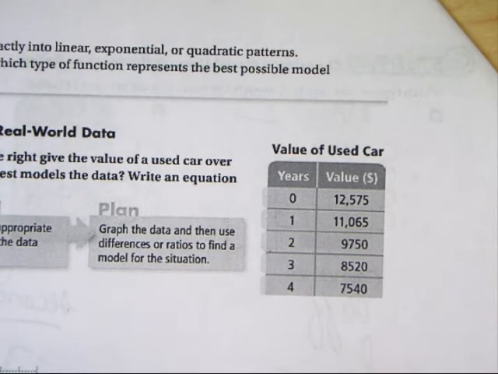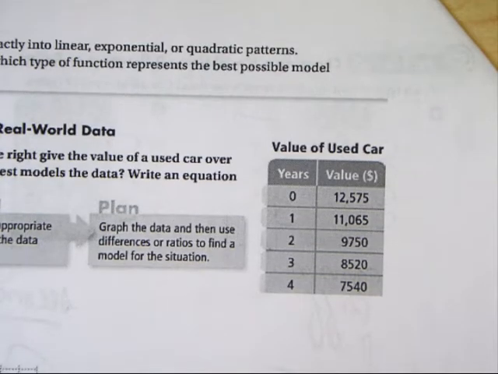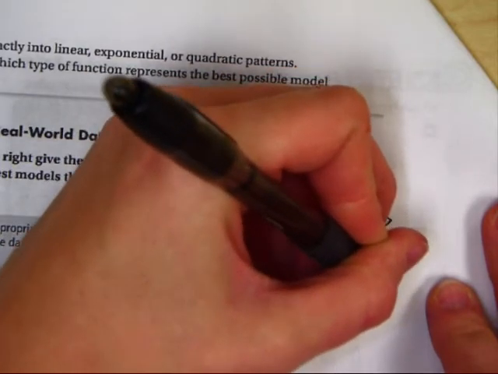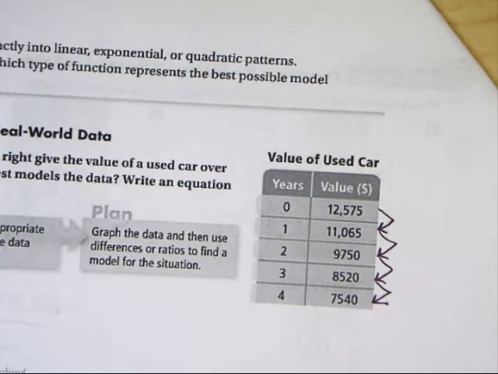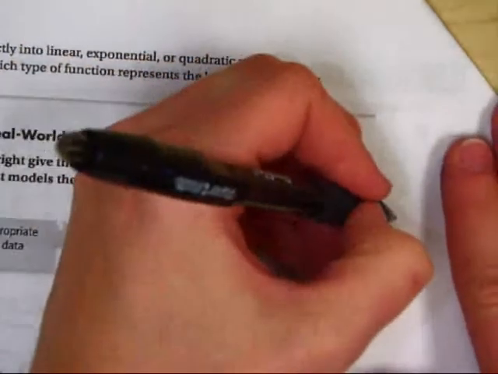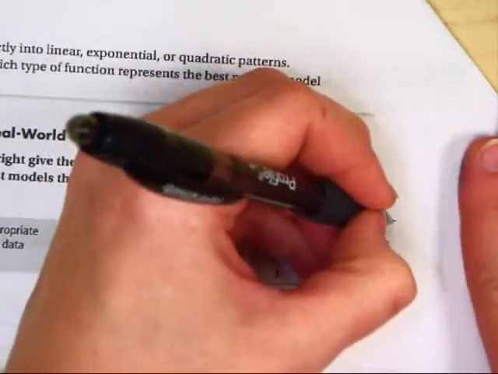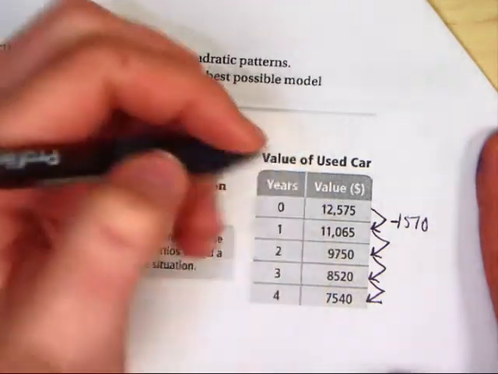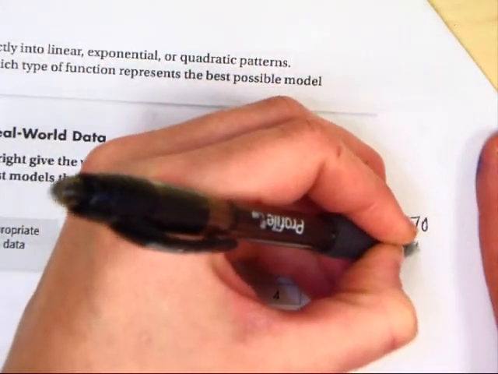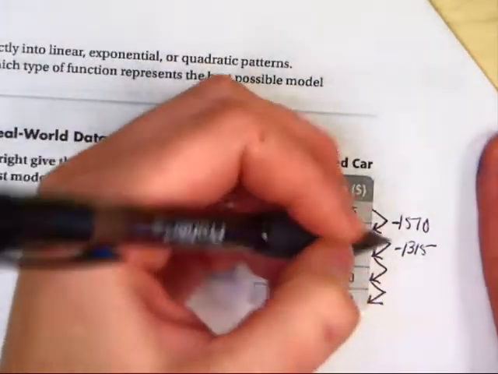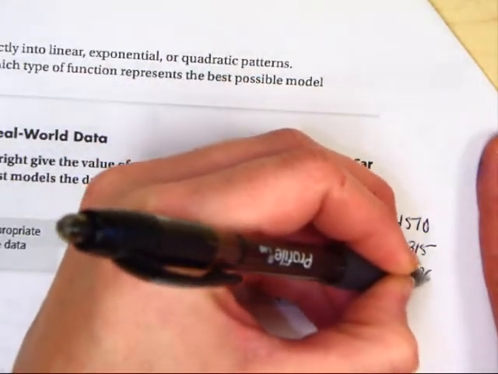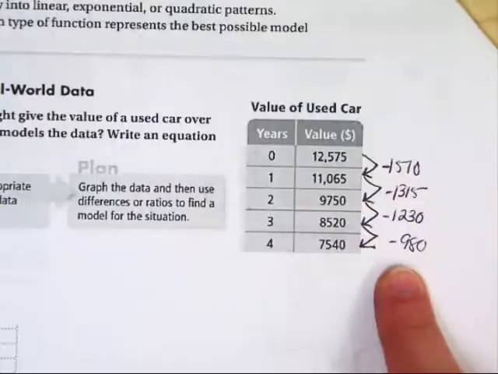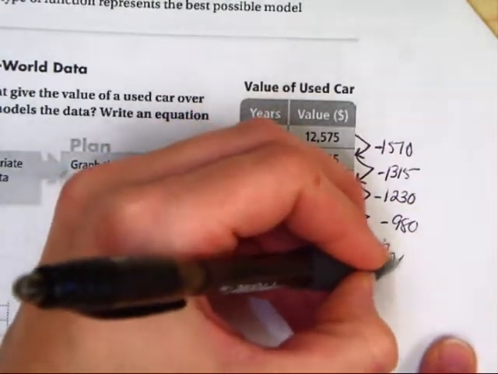What is the best model? We can do exponential, quadratic, or linear. So the first thing we're going to do is test the adding and subtracting. From here to here, it goes down by 1,510. From here to here, it goes down 1,315. From here to here, it goes down 1,230. And from here to here, it goes down 980. These are clearly not even close to being the same, so this is not linear.